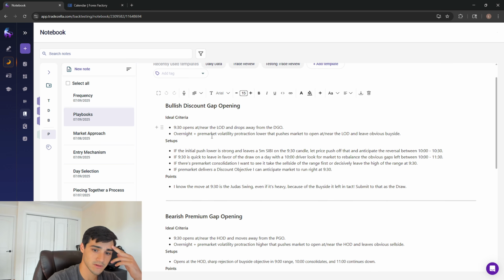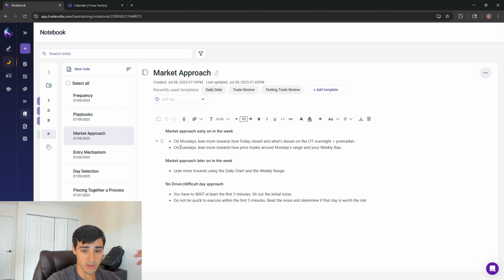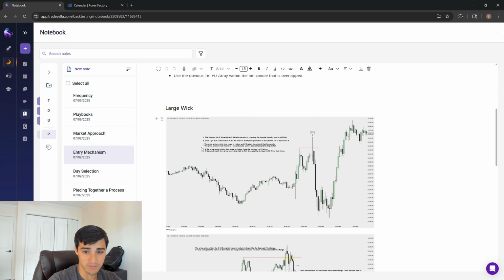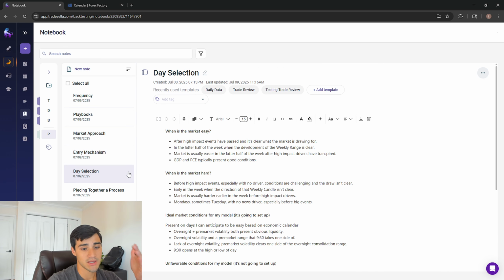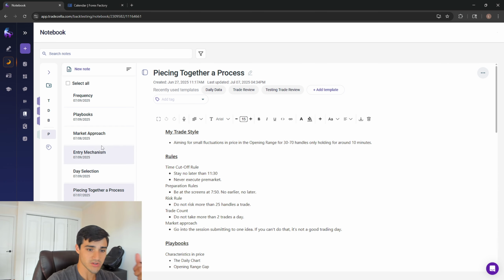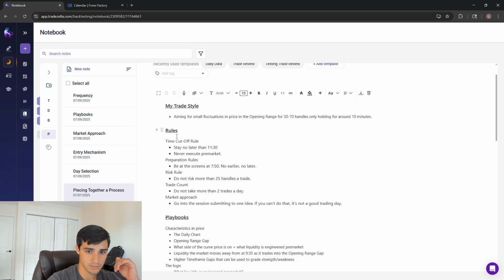Now, playbooks. I want to know the ideal criteria for each playbook. I want to know how they set up. I want to know things about them. My market approach: how do I approach the market? My entry mechanism: what do I actually use to get into a trade? Day selection: what days do I want to be trading? What days do I not want to be trading? And there's so many other different things that come into this. Like, for example, rules.